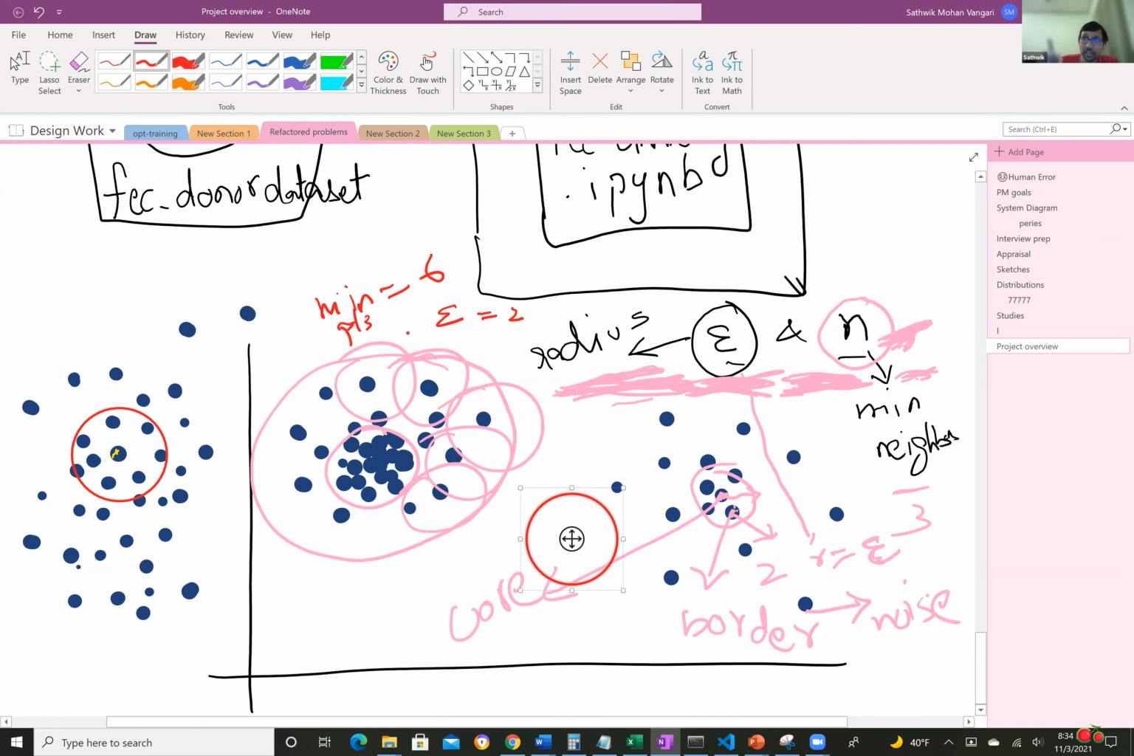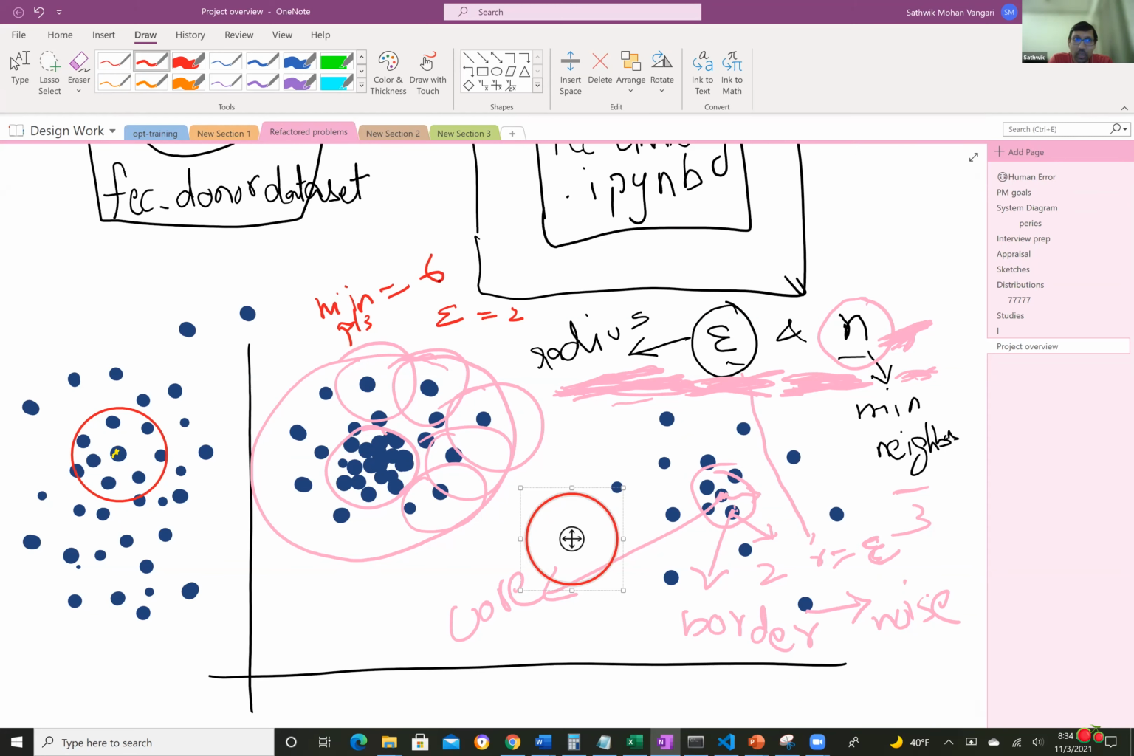The circle's radius is 2. Forget about the size of the circle. Minimum points is 6. How many points are there? Jude, you were saying 7? Yes. Can you guys count 7 points inside the circle? 7, 7.5. It's on the border, maybe you can consider it.